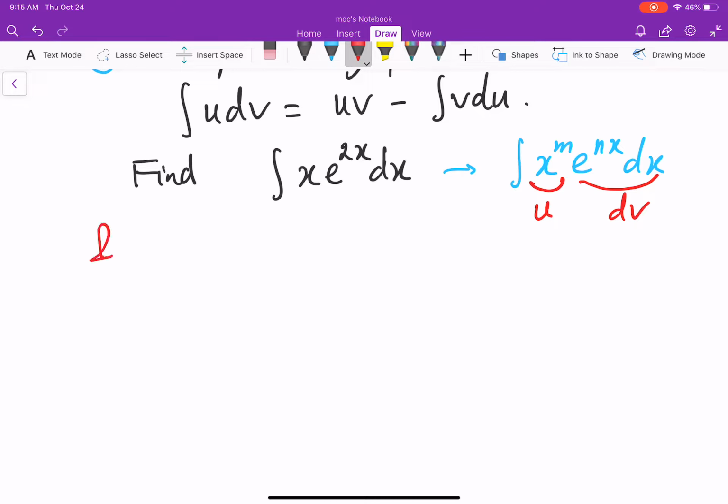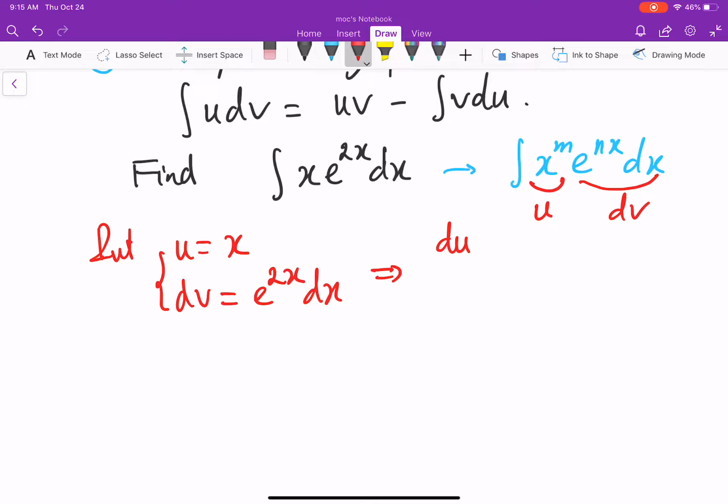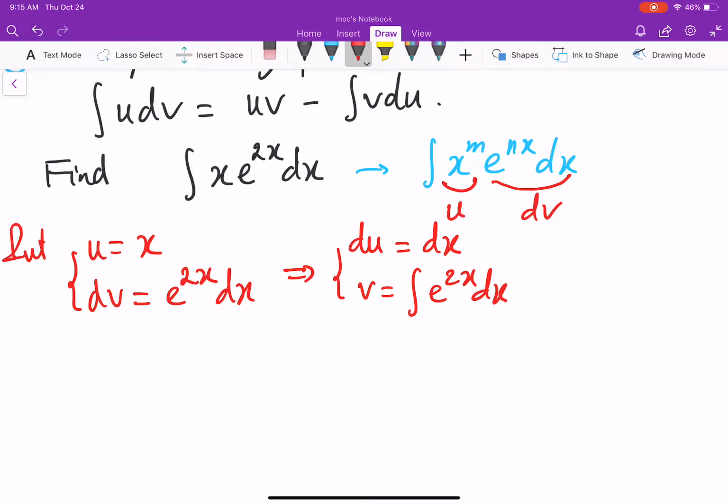So I put u equal to x in this case, and then dv equal to e to 2x dx. From here, I need to differentiate, du is just dx, right? And then v is the integral of e to 2x dx. So I will not do substitution in here. Usually you can do substitution, you put u equal to 2x, right? But let's write the answer right away. That is 1/2 e to 2x. Okay, so you have to check that for yourself.